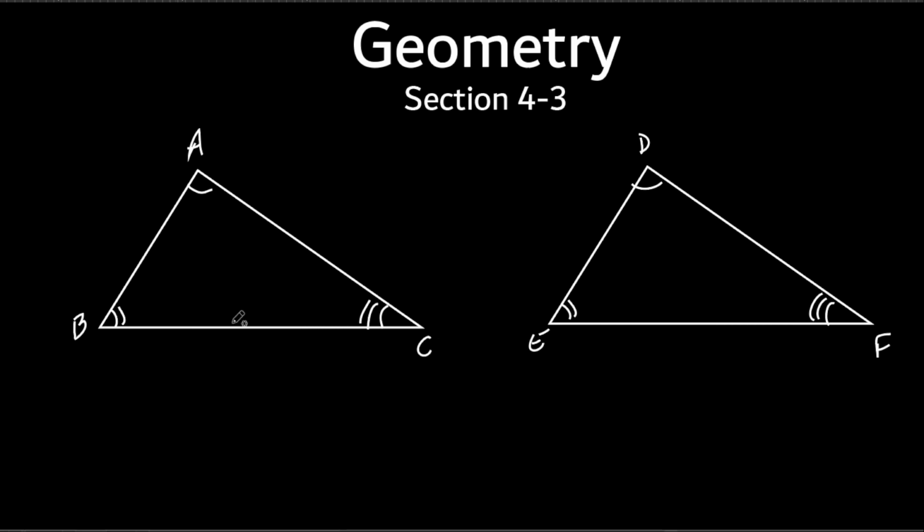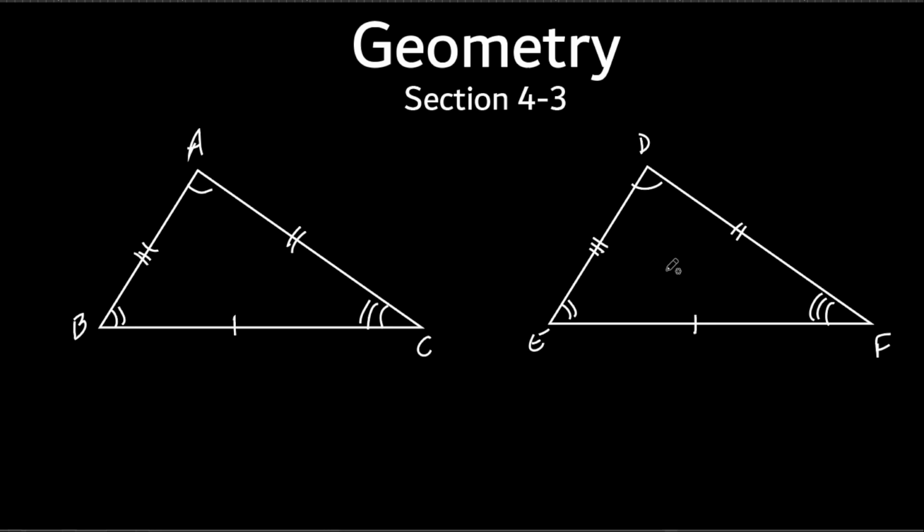So I'd also have to show that this side, BC, is equal to this side, EF. I'd also have to show that this was equal to this, and that this and this were equal. So before today, I would have to show 6 things on this triangle equaling 6 things on this triangle. But today's going to be a little bit different, because I'm going to show you an easier way to show these triangles congruent. I don't have to show all 6 things.